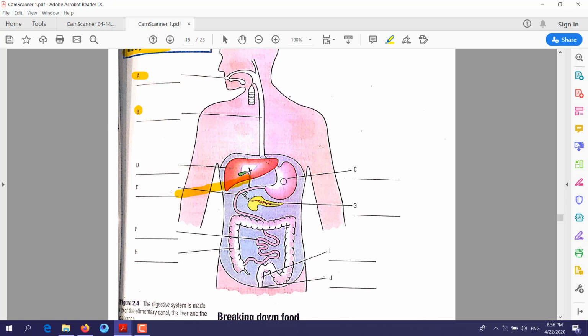Then C, when the food goes to the stomach, what will happen here? The first step of the breaking down of food chemically will start. The proteins will start breaking down. There is an enzyme we call pepsin. This enzyme will start breaking down the proteins into the simple unit of proteins, which is amino acid.